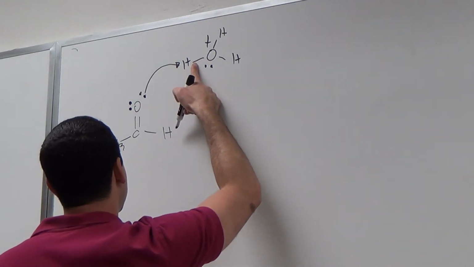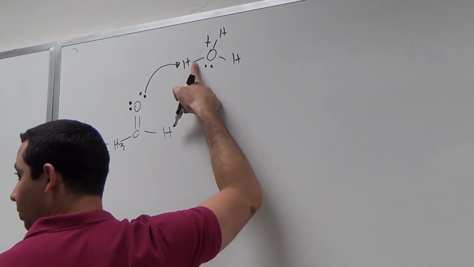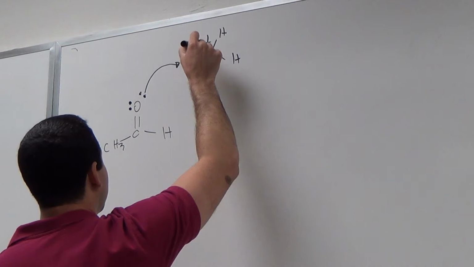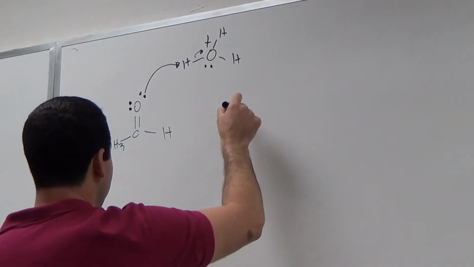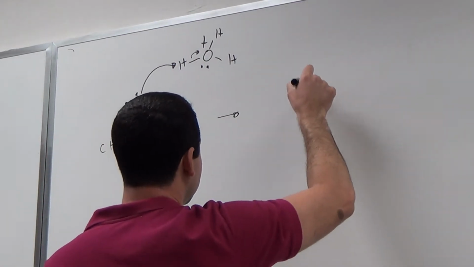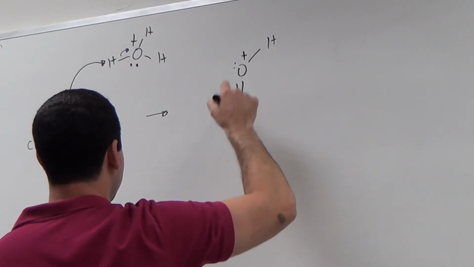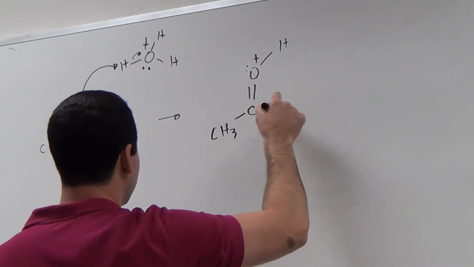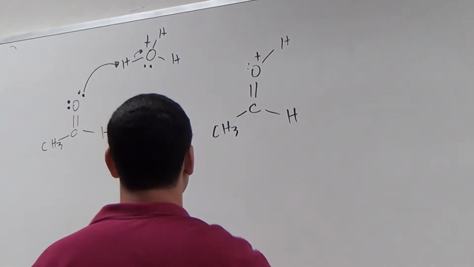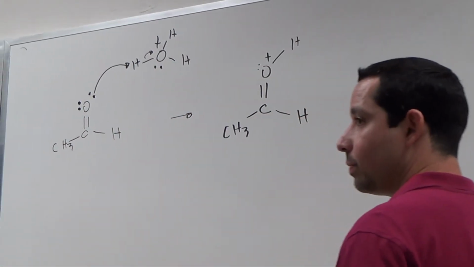Now, what is going to happen to two electrons from this bond here? They're going to go to the oxygen. So what we have now is oxygen with the two electrons it had before. Now this is positively charged. You agree, yes or no?